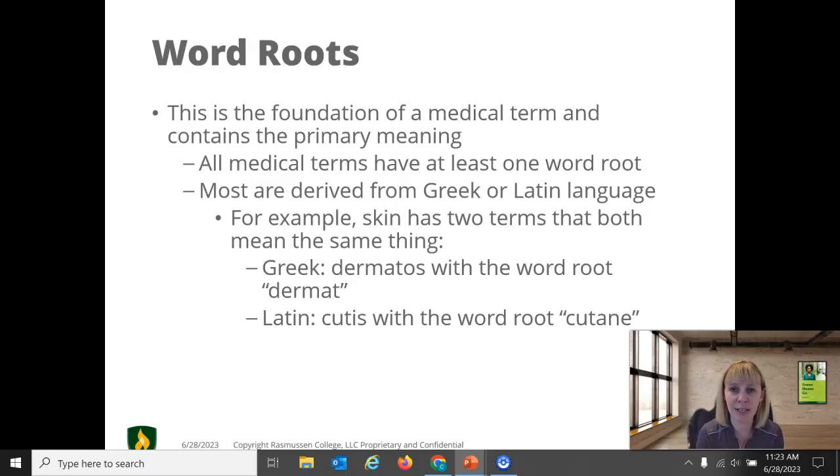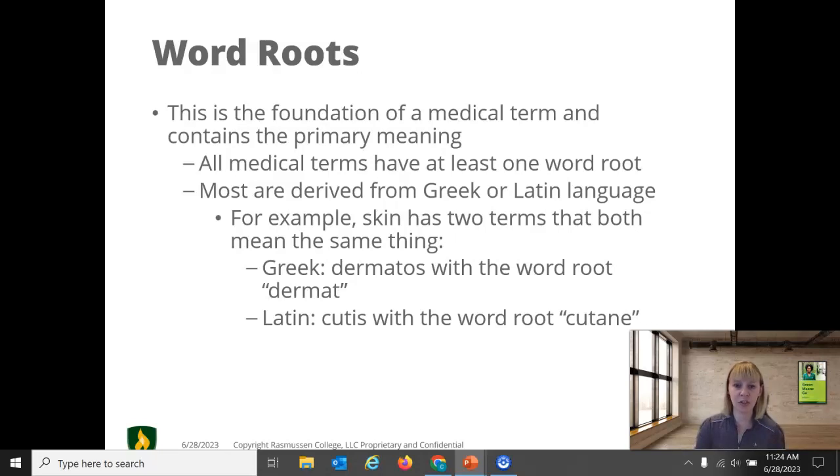If you don't know how to access your e-textbook, please let me know during either our first live lecture or send me an email, and I can help you access that. Most of our medical terms are derived from Greek and Latin languages, which is why some of them sound a little bit different, but also why some of them have multiple terms that mean the same thing.